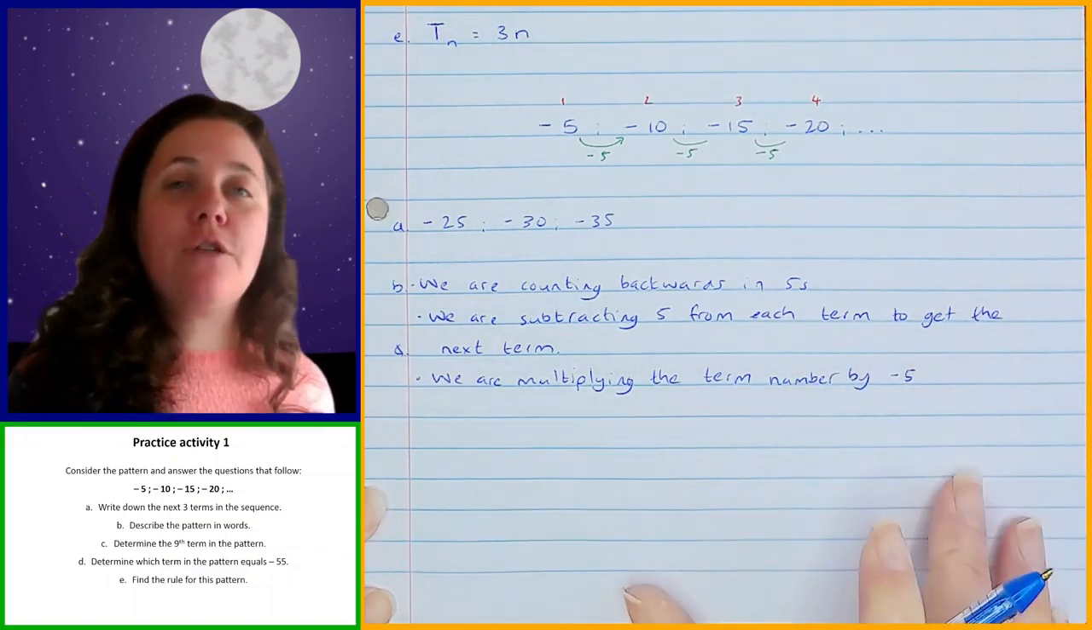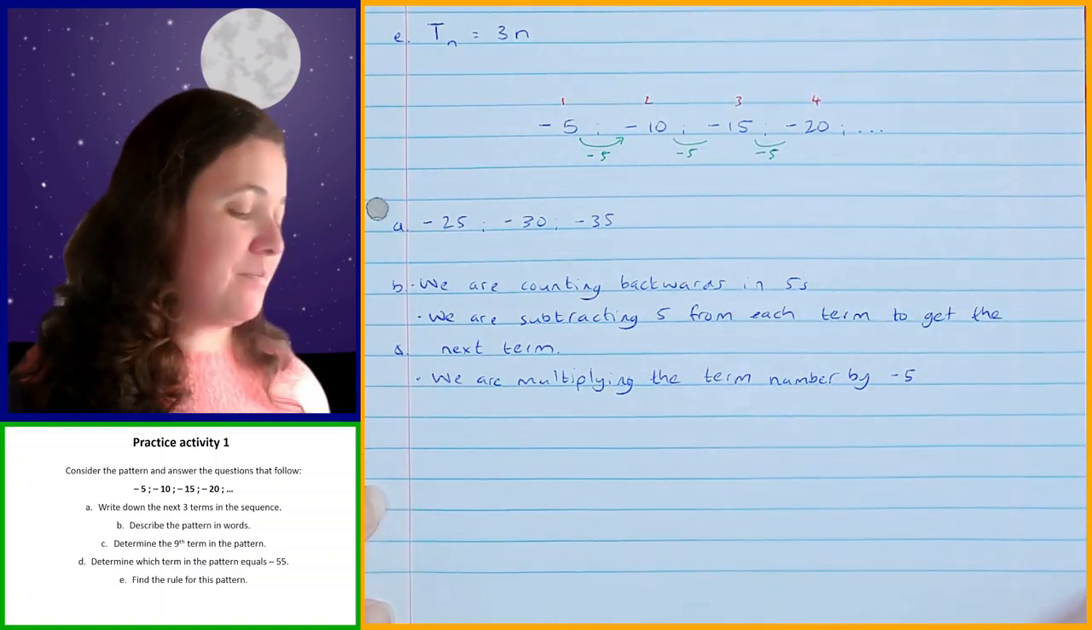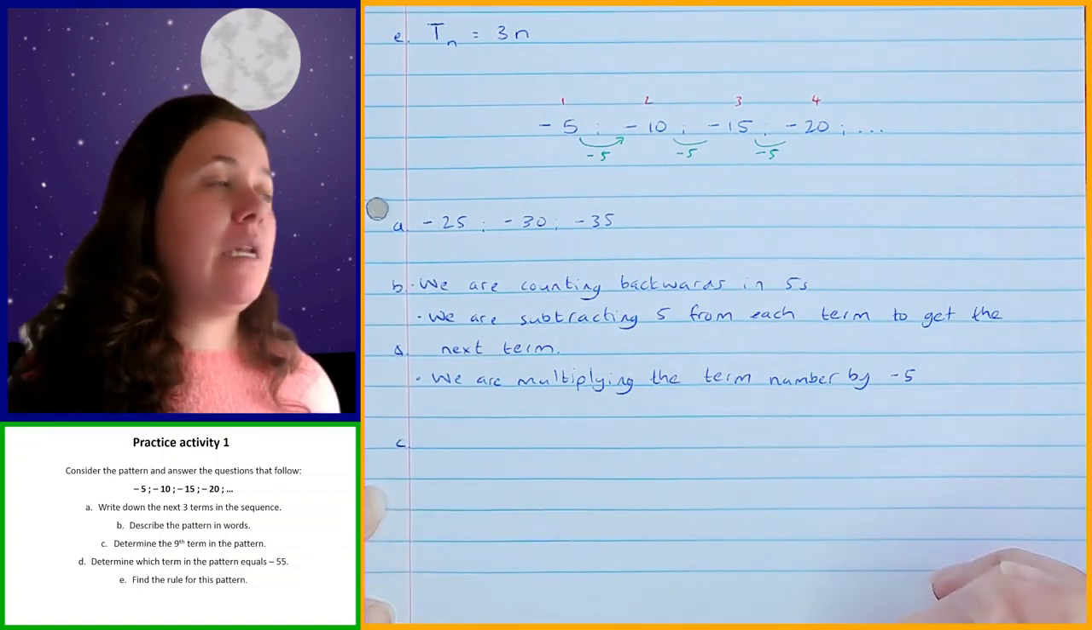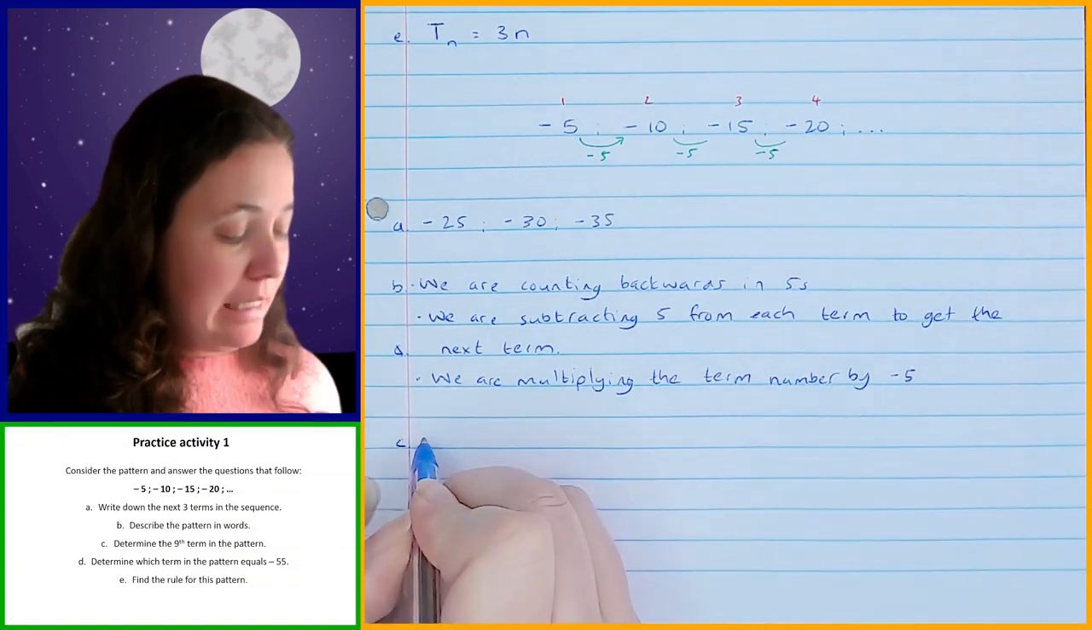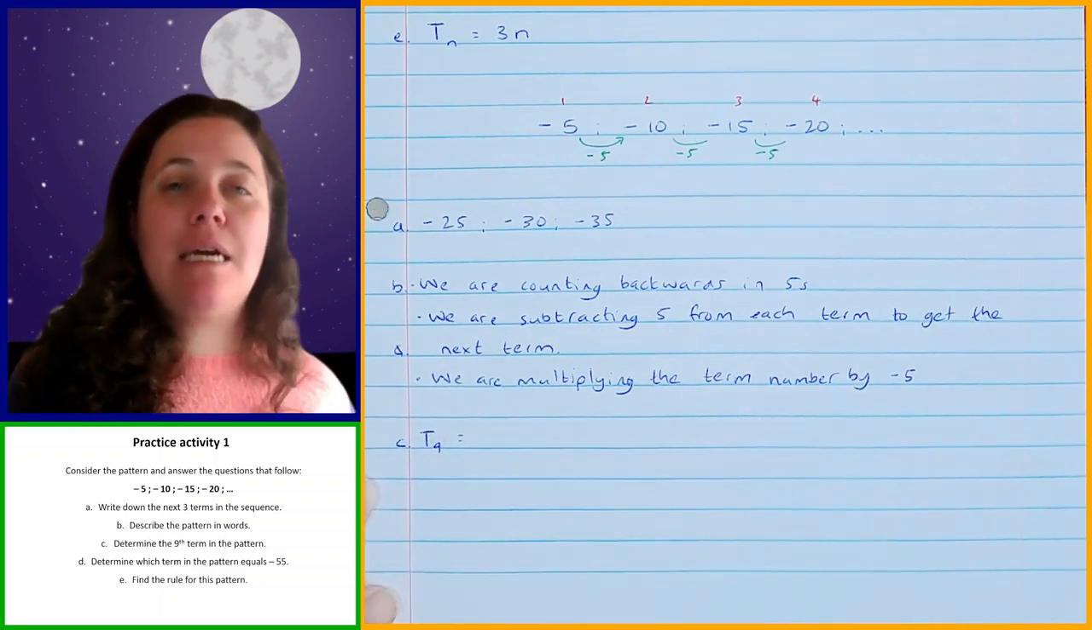Okay, so there are just a few ways that you could have described that. You obviously don't need to do all three, you only need to do one. Question C was to determine the ninth term in the pattern. So T9 is what we want to work out: the value of T9 in this pattern.